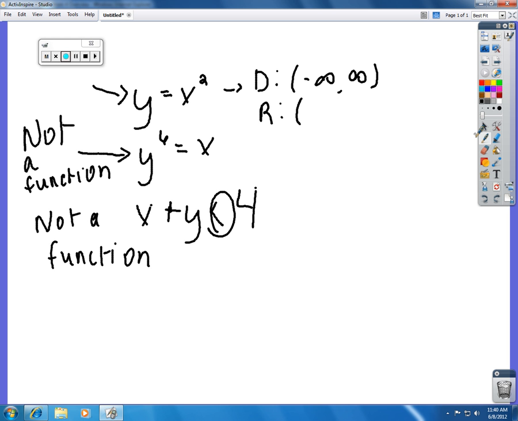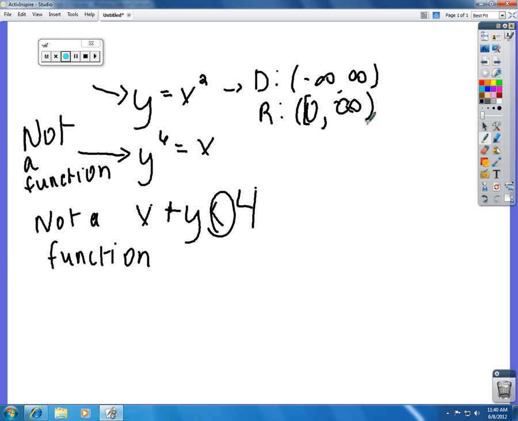All right, so range goes from 0 to, oh, and that's going to be included. Sorry, it should be a closed bracket, to positive infinity. All right, so that's the first one.